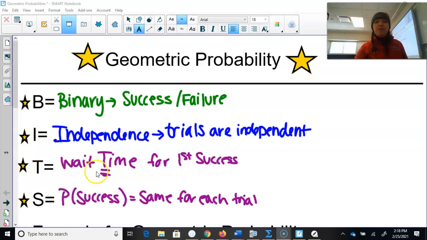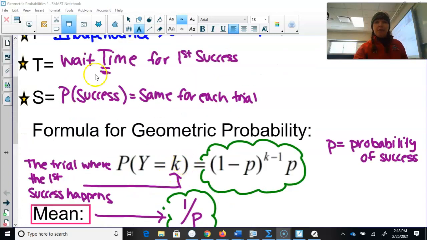And what does T stand for? It stands for wait time. We are waiting for our first success. So if a basketball player is at the free throw line, they're not shooting 10 baskets. We're wondering, how long are we going to have to wait until they make their first basket? That's the difference with geometric versus binomial. Everything else is still the same.